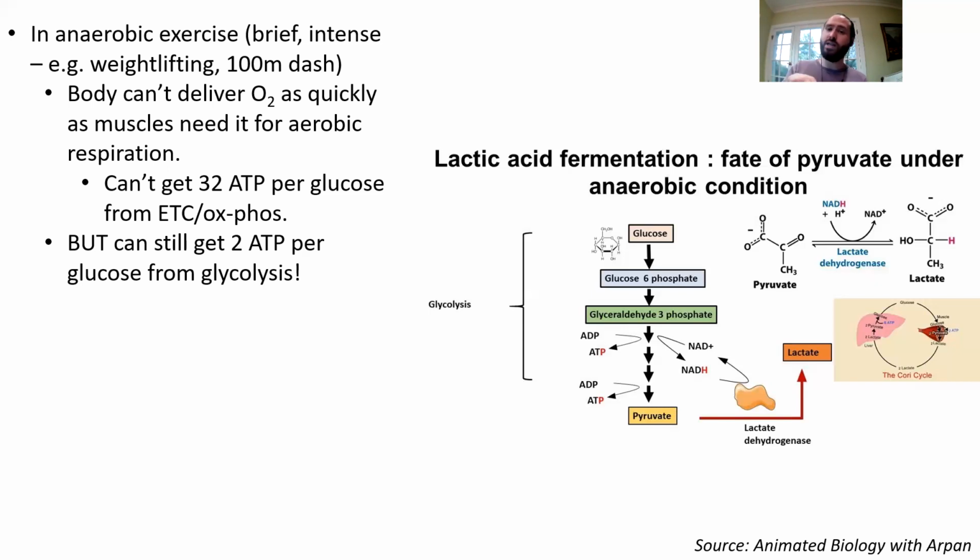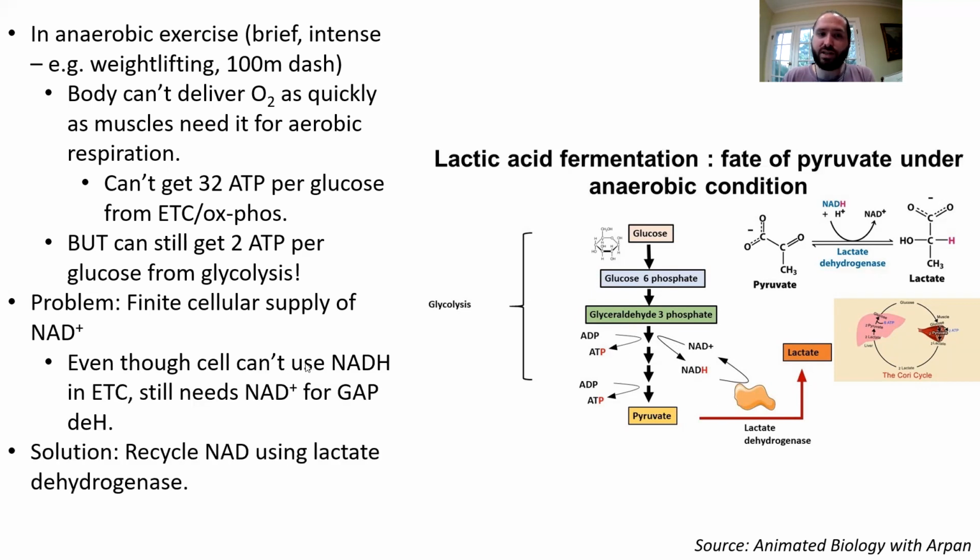So in order to keep doing anaerobic glycolysis, we need NAD plus. But the cell has a finite cellular supply of NAD plus. So that's one of the purposes of fermentation, and that's why I love this diagram so much. Because the cell's solution here is to recycle NAD using lactate dehydrogenase. So lactate dehydrogenase, is it oxidizing or reducing pyruvate?